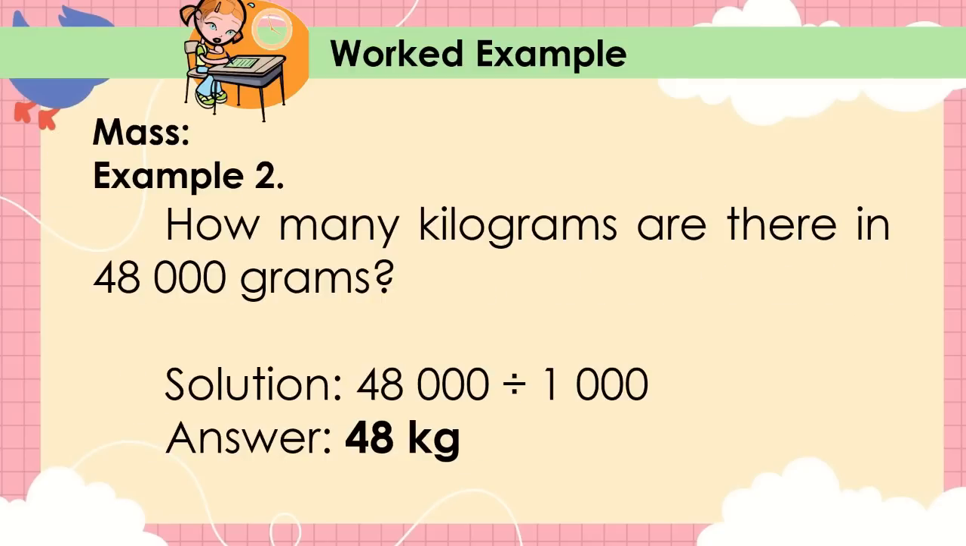Next, how many kilograms are there in 48,000 grams? Solution: 48,000 divided by 1000. The answer is 48 kilograms.